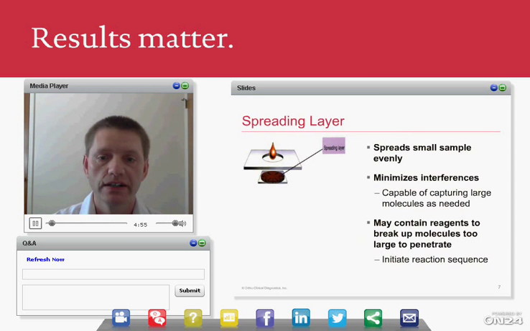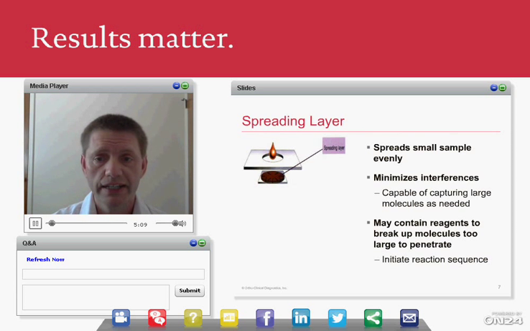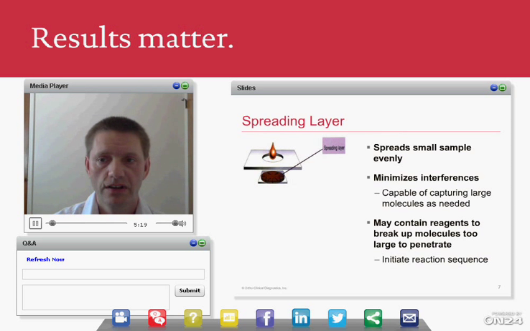Okay, so the spreading layer. This allows very small sample volumes, on the order of a few microliters, to be spread evenly. In a lot of cases, it minimizes interference, and I'll go into that in some detail, by capturing large molecules that can interfere with chemistry reactions. And it also may contain a variety of chemicals that are necessary in order to break up interactions that the molecules of interest have with other molecules.